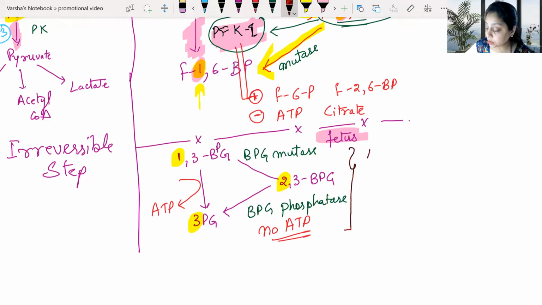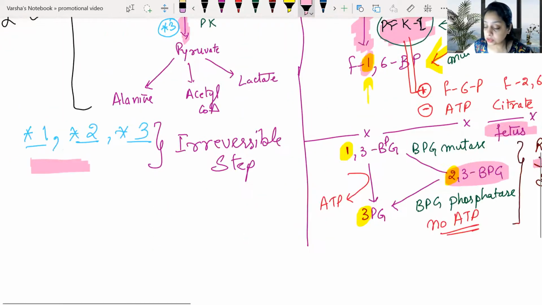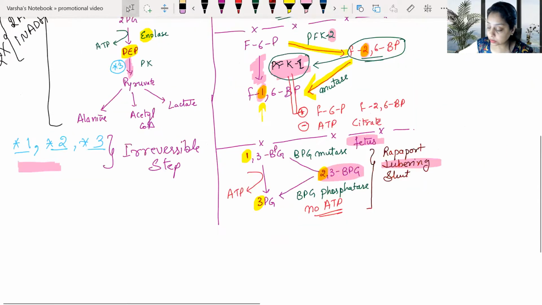So there is no ATP being produced, and this pathway is known as what? This is your Rappaport-Lubrin shunt. How to remember this name? I can tell you my stupid way to learn it. Lubrin words come from labor. It means we are talking about whom? We are talking about a baby here. B is baby, right? Fetus we are talking about, right? So this is 1,3.